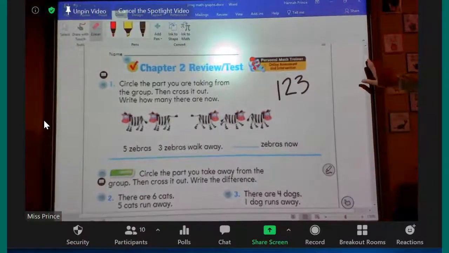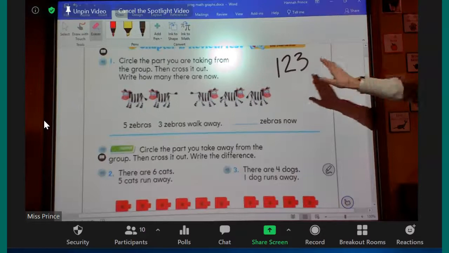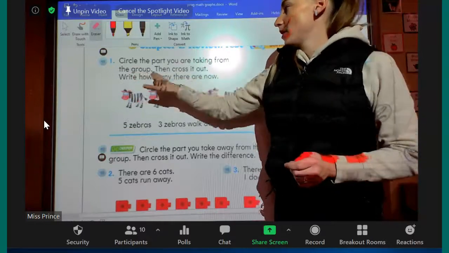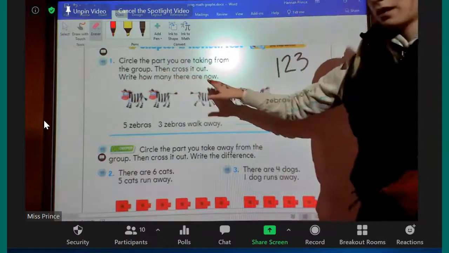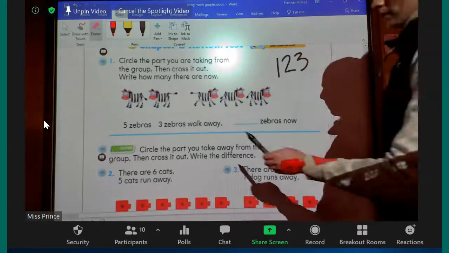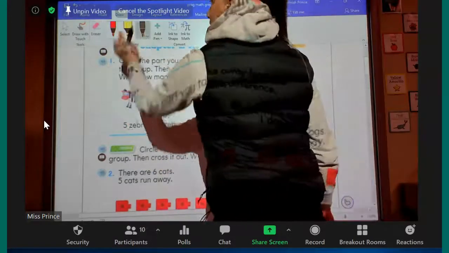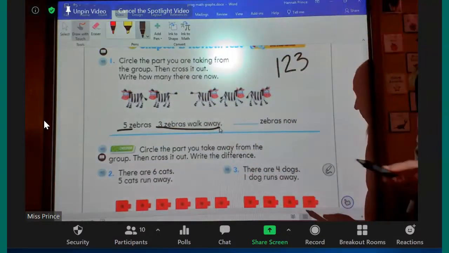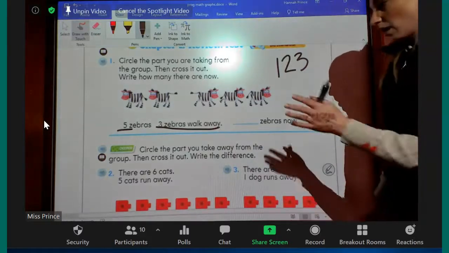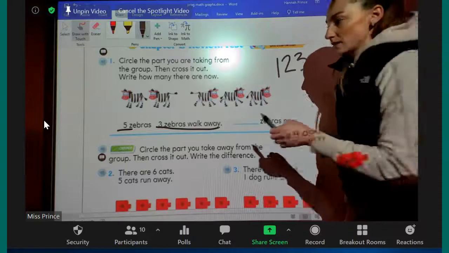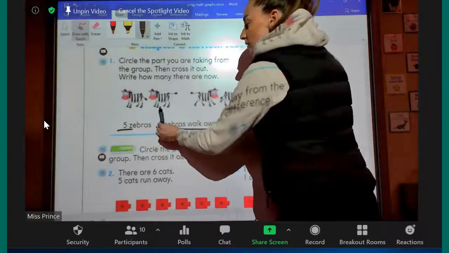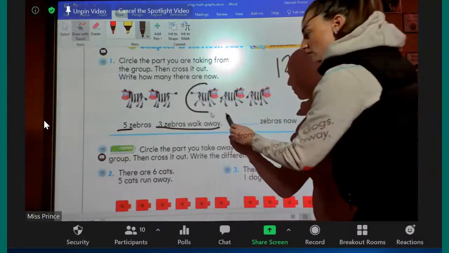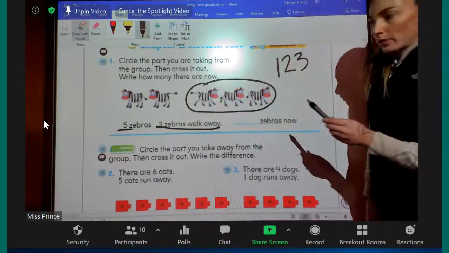Okay. So on this page, number 1, it says, circle the part you are taking from the group. Then cross it out. Write how many there are now. So, it says we have five zebras, and 3 zebras walk away. So they want to know, after those 3 zebras, how many are still up here after 3 walk away. So let's make sure there's 5. 1, 2, 3, 4, 5. 3 walk away, so we're going to circle the 3, and then we're going to cross it out.